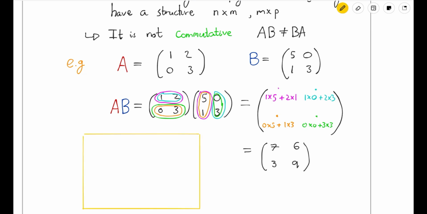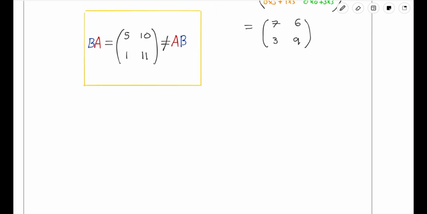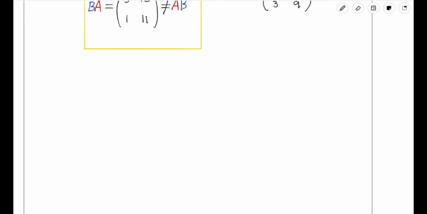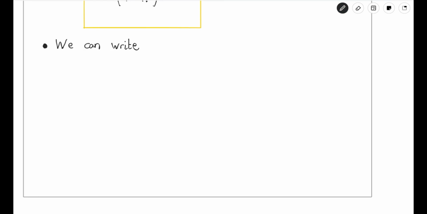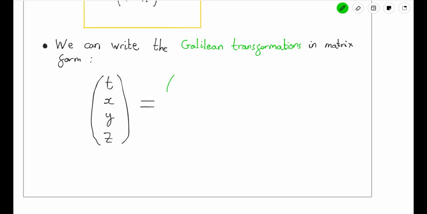Also notice that if you were to work out B times A in this case, you would end up with something different: 5, 10, 1, 11. So this makes it very clear that B times A with matrices is not always going to be the same as A times B. It's at this point that we can see why matrices are going to be good for representing coordinate transformations. We can write the Galilean transformations that we saw before in matrix form like this.